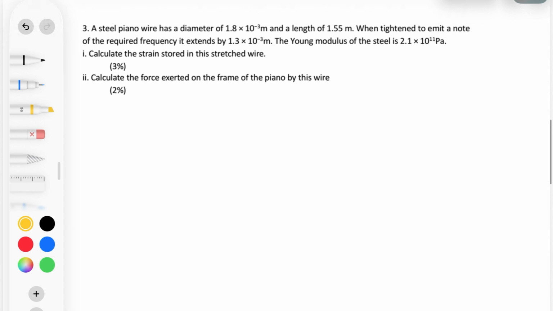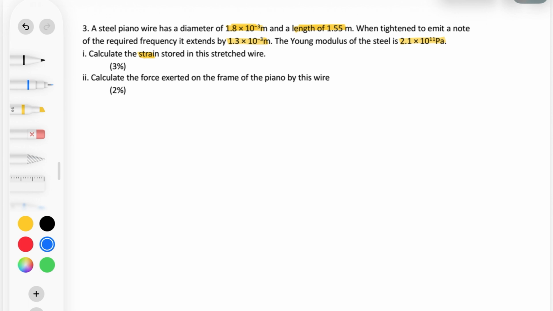The steps are the same. You just need to figure out the main things that the question gave us, so we can understand how to do it. A steel piano wire has a given diameter and length. When you tighten it, it extends by this amount, so this one is just change of L. The Young modulus is given, and we calculate the strain and stress. Okay, so we list everything down so we can understand.